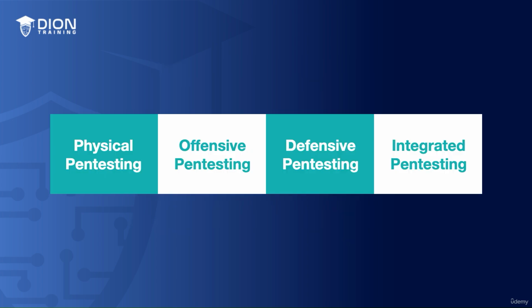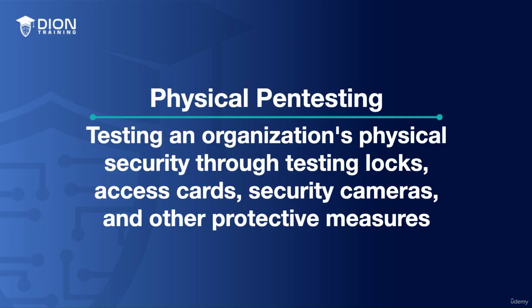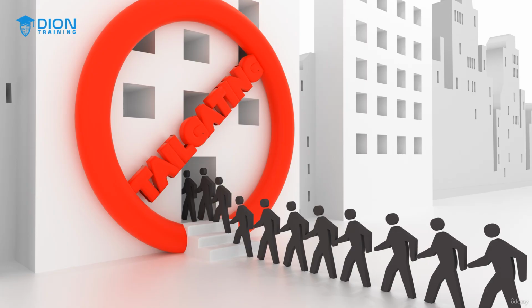In this lesson, we will explore the different types of penetration testing, including physical, offensive, defensive, and integrated. First, we have physical penetration testing. Physical penetration testing involves testing the physical security of an organization by testing its locks, access cards, security cameras, and other physical security measures. For example, a physical penetration tester might try to bypass a company's security by tailgating behind an employee as they enter through a security door or access control vestibule.